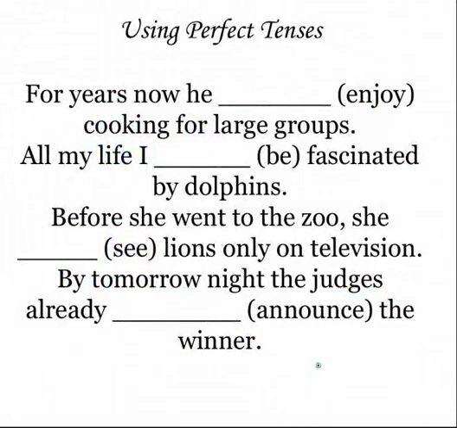All right, let's do a little more practice with perfect tenses. See if you can figure out which form of the perfect tense goes in each of these blanks. For years now, he, some form of enjoy, cooking for large groups. All my life, I, some form of be, fascinated by dolphins. Before she went to the zoo, she, some form of see, lions only on television. By tomorrow night, the judges already, some form of announce, the winner. Take a good look. Pause the video if you need to.